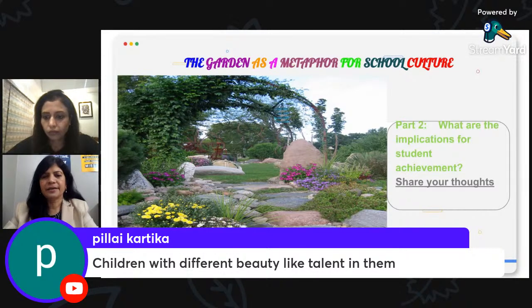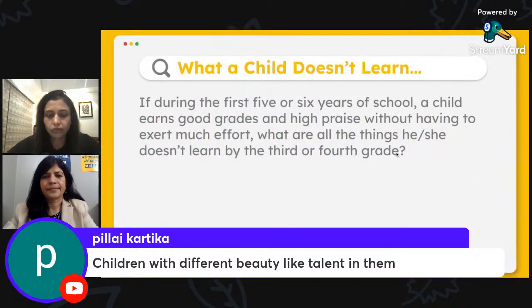Okay, next slide. So let's reflect on this first. There are two statements, and you have to think what happens when this is happening and we are seeing this happening. So, if during the first 5 or 6 years of school, a child earns good grades and high praise without having to exert much effort, what are all the things he or she doesn't learn by the third or fourth grade? Next, please.